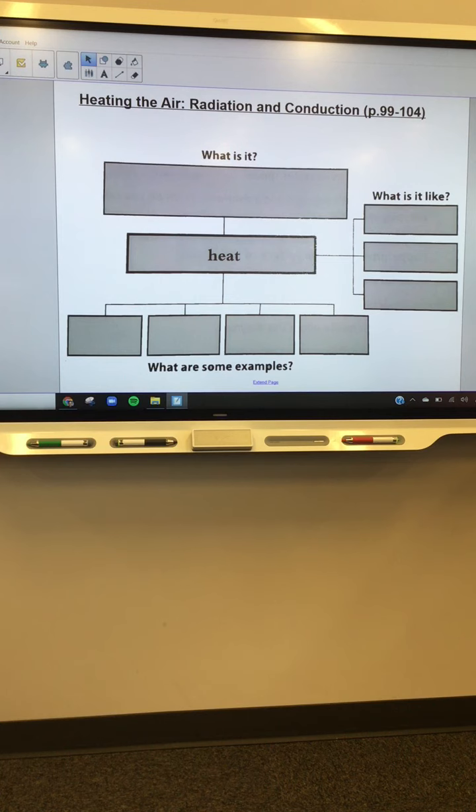I don't know, what is it like? It can have different temperatures, I don't know. It can get hot, it's warm, it's heated. I couldn't think of any other. Look at the text. It's not supposed to be just coming up with real thought. It's supposed to be based on what you read.